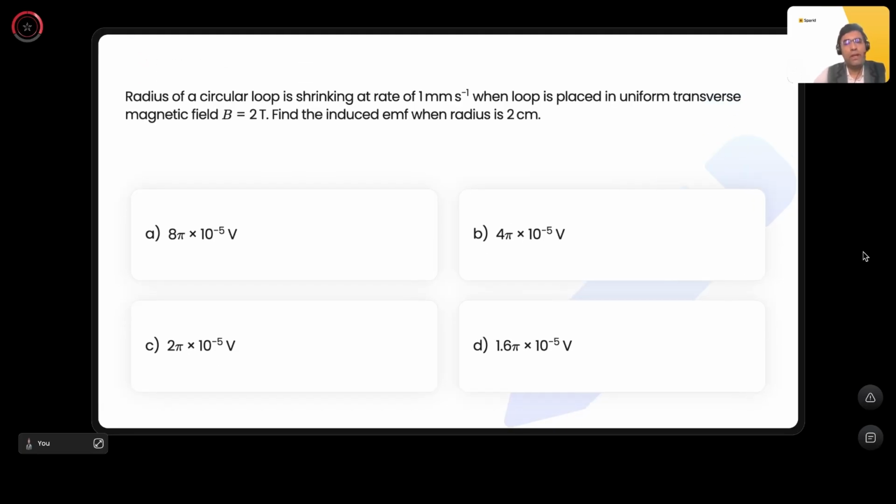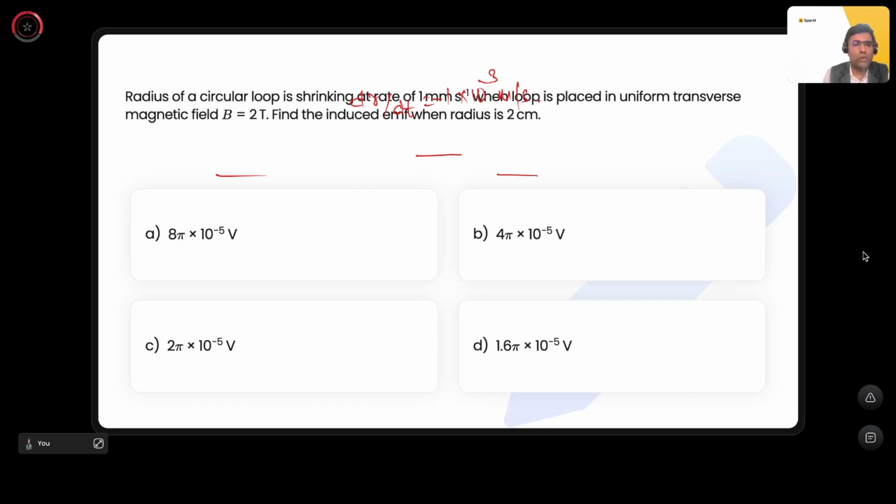Radius of a loop is shrinking at a rate of 1 millimeter per second. So dr by dt is given to us as 1 millimeter per second, 1 into 10 to the power minus 3 meter per second. Now it will be minus because it is shrinking. Though we have to just find the magnitude, so we can ignore the sign. But yeah, it is shrinking, so I'm taking it as minus. When the loop is placed in a transverse magnetic field of 2 Tesla, find the induced EMF when radius is 2 centimeter.